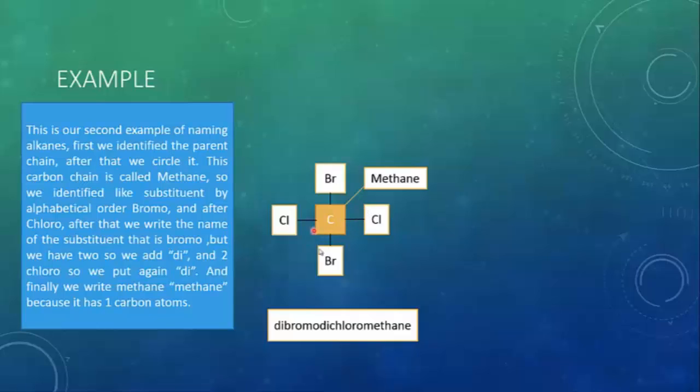This is our second example of naming alkanes. First we identify the parent chain. After that we circle it. This carbon chain is called methane, so we identify the substituents by alphabetical order: bromo, and after chloro. After that we write the name of the substituent, that is bromo, but we have 2, so we add di bromo, and 2 chloro, so we put again di, and finally we write methane because it has 1 carbon atom.